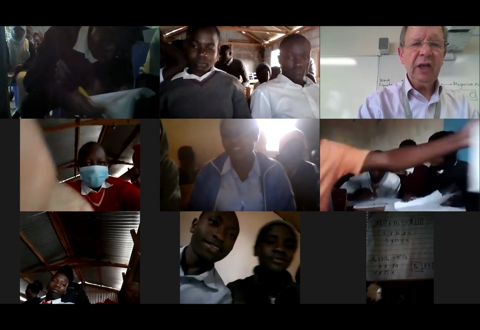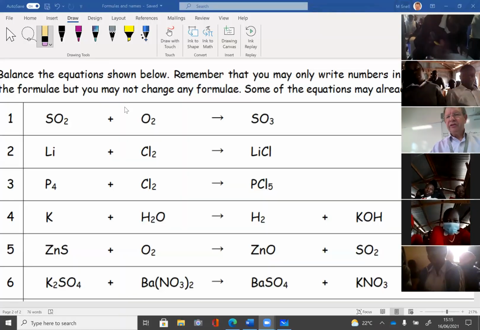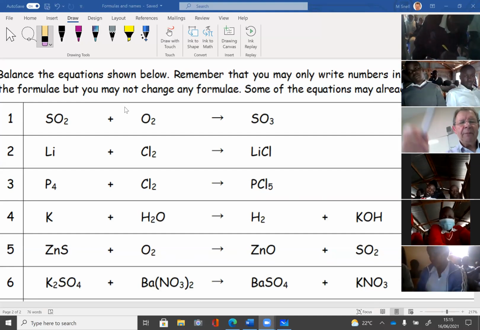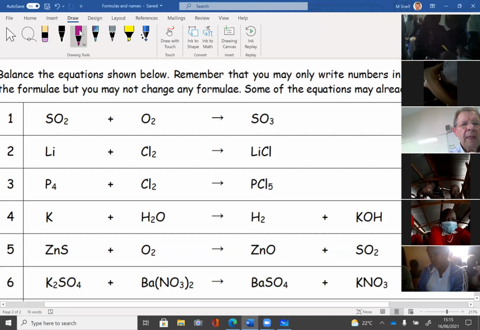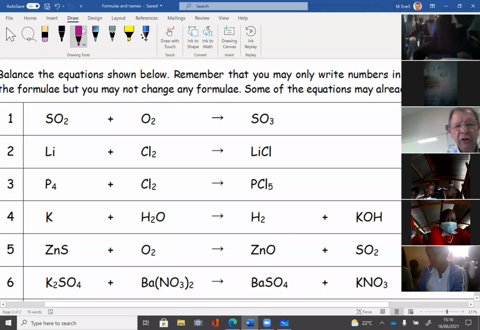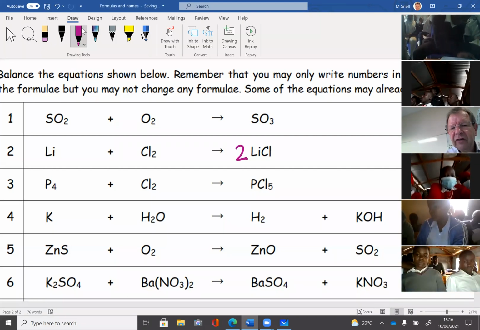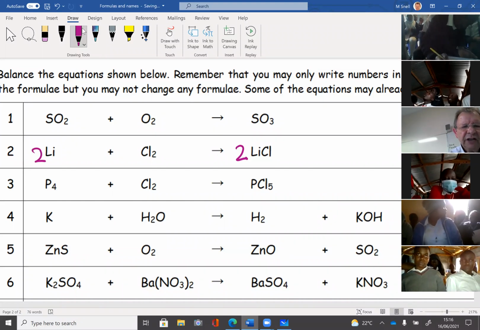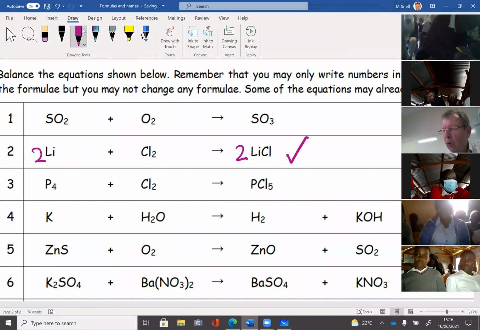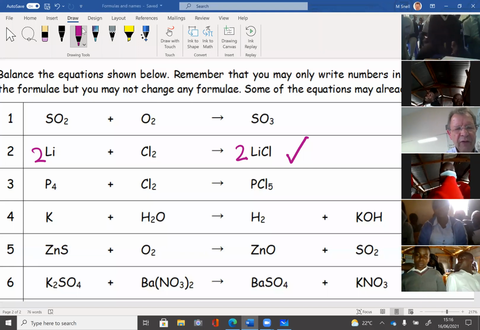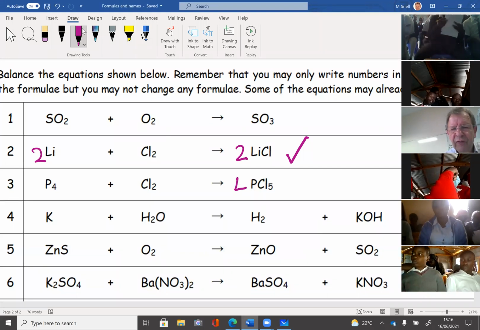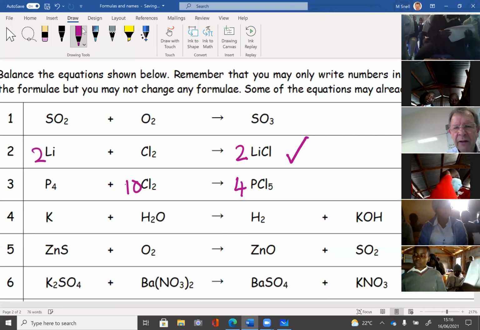Okay, let's have a look. Here I am, me doing it here. So I'm going to share my screen. Here we are. So with this number, 2 chlorines here, I need 2 over here. I go 2. Then I need to do the lithiums. So that's that one. With 4 phosphoruses, I have 4 phosphoruses here, so I need 4. So I go 4 here. That makes 20 chlorines, so I have 10 here.